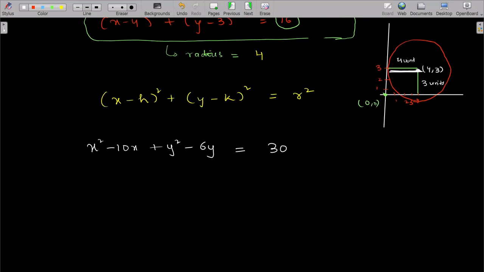Well, you can factor out x in the first two terms, and in the next two terms you can factor out y, but that will not actually make this equation into this form. So if you do that, you get x times x minus 10 plus y times y minus 6. But doing this does not transform the equation into this form. Here we'll have to apply some other strategy.